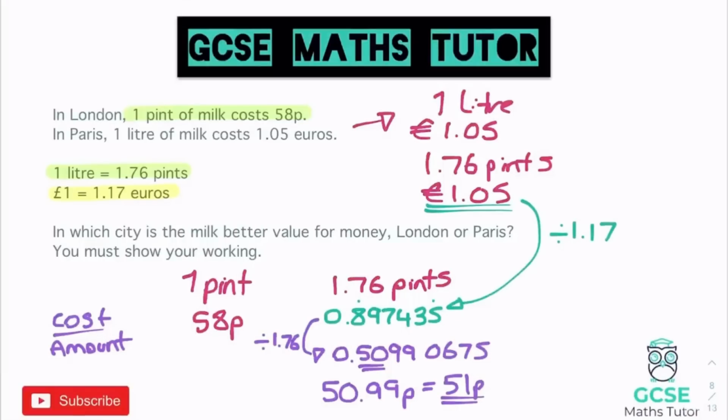So in terms of the best value here, it's better value here, the 51p. That's per pint, and obviously it's 58p here in London. So I would just make the statement, and it's better value in Paris.